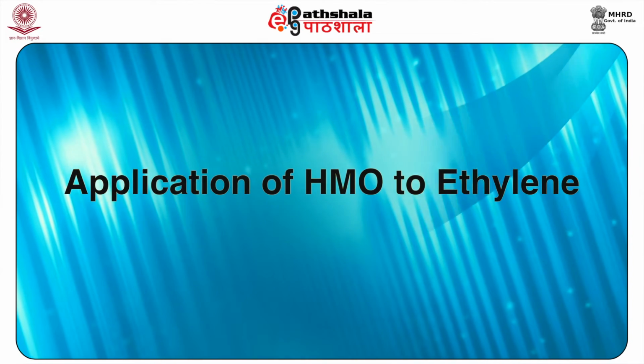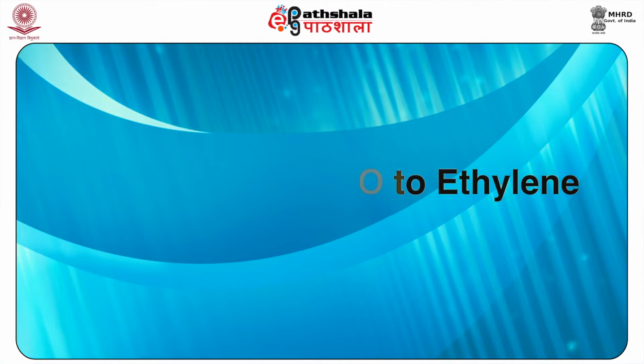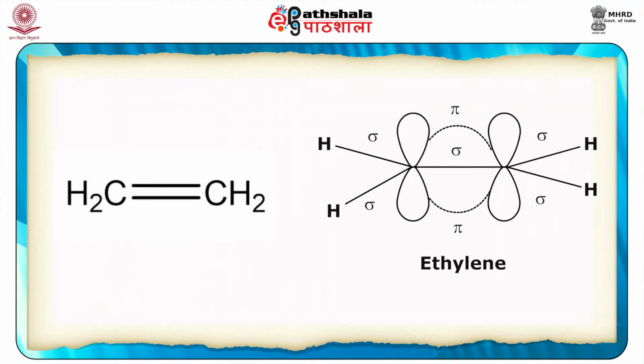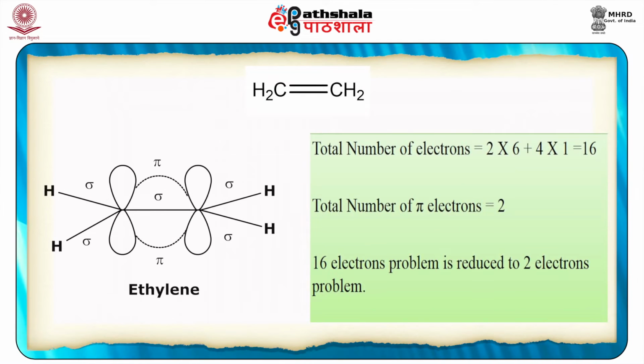And now we will apply it in a clear form to a very simple molecule, and that is ethylene. Let's now study the application of HMO to ethylene molecule. Ethylene molecule, as you all know, consists of 2 pi electrons and has one double bond. Look at the structure of ethylene molecule. In total, ethylene molecule has 16 electrons, as you can see here. But in HMO theory, this 16 electron problem reduces to a 2 pi electron problem. That's a very big advantage in HMO.